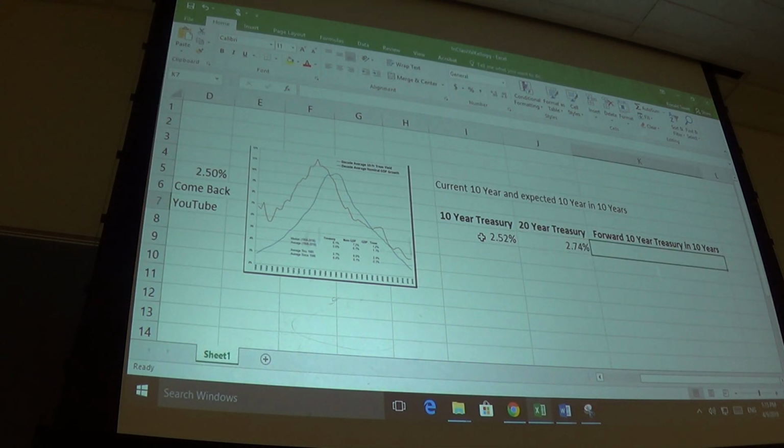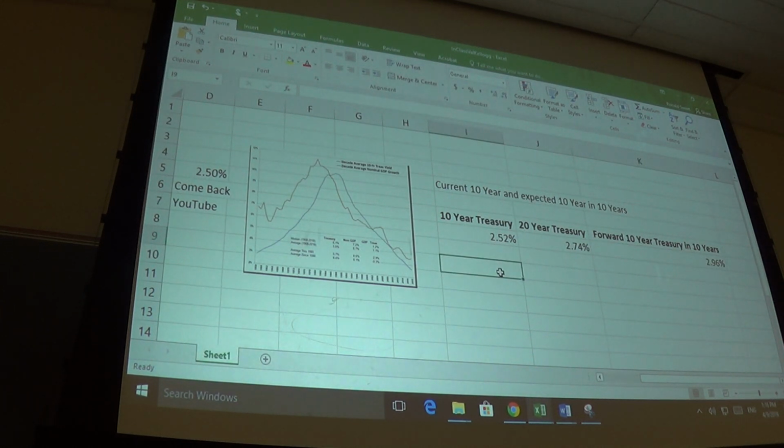So how do we figure that out? It's a really simple formula. You just do 1 plus the 20-year, raised to the 20th, divided by 1 plus the 10-year, raised to the 10th. You take that whole thing, raise it to 1 divided by 10, minus 1. And I did something wrong, so I don't know what I did. I'm always missing a parenthesis somewhere. That's it up there. That looks good, doesn't it?